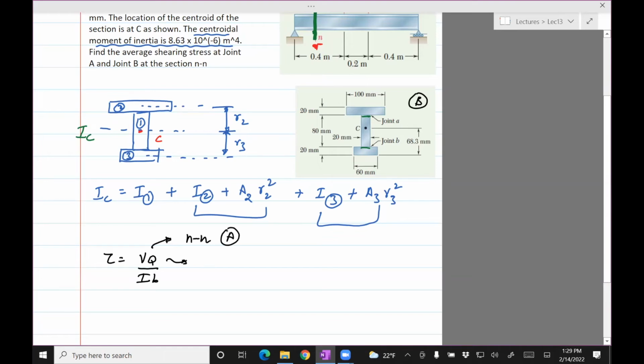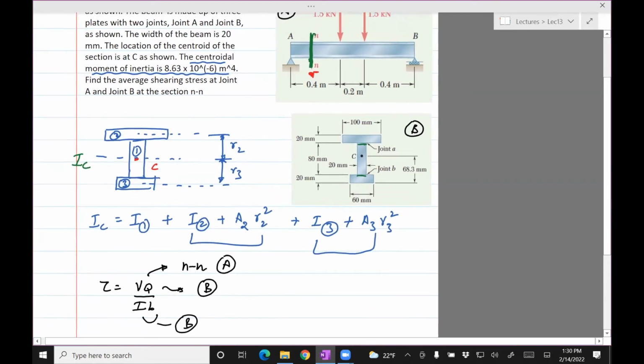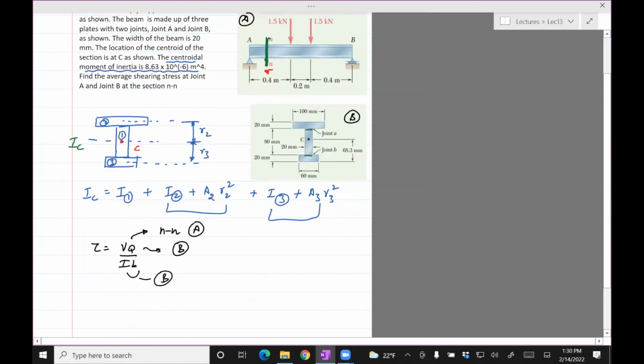We'll draw a shear force diagram in order to find the shear force. That's how we'll get V. Q will come from looking at figure A, and these parameters also come from looking at figure A. So we need the shear force or the free body diagram and so on to find V. And then we can proceed with the other parts.